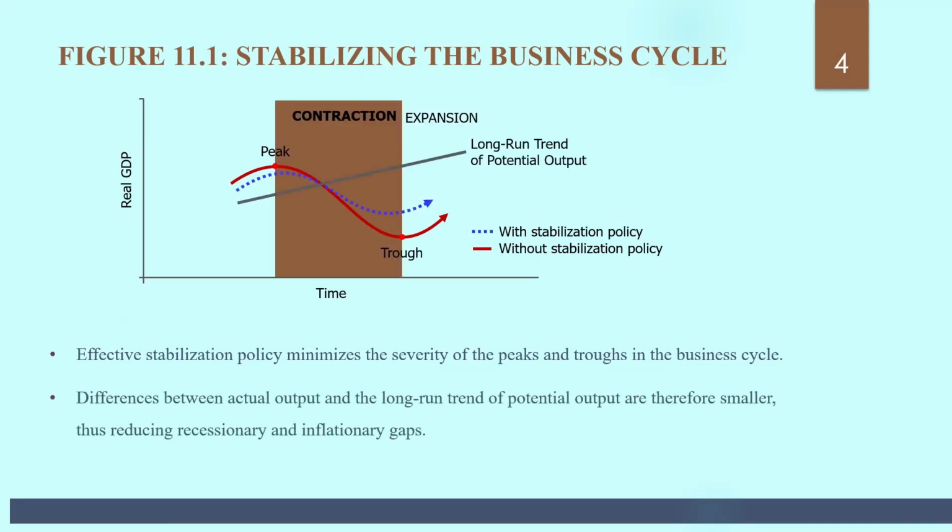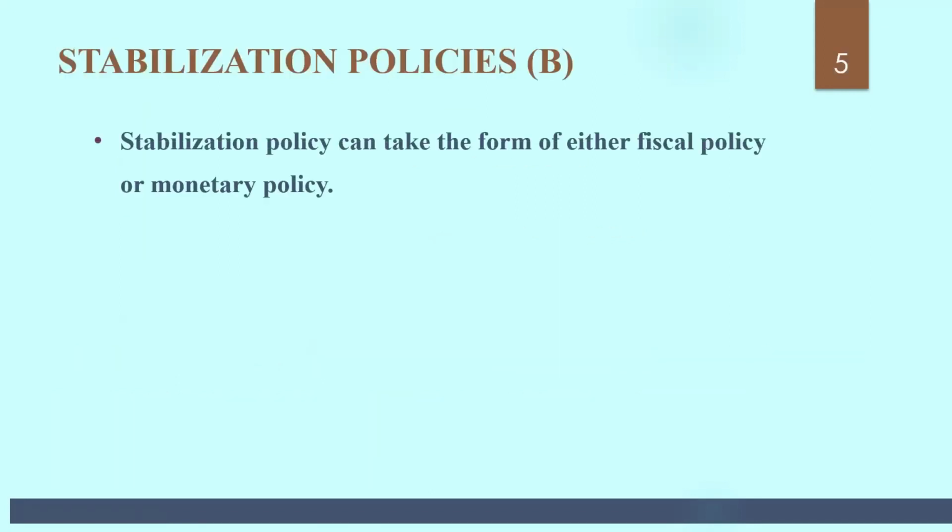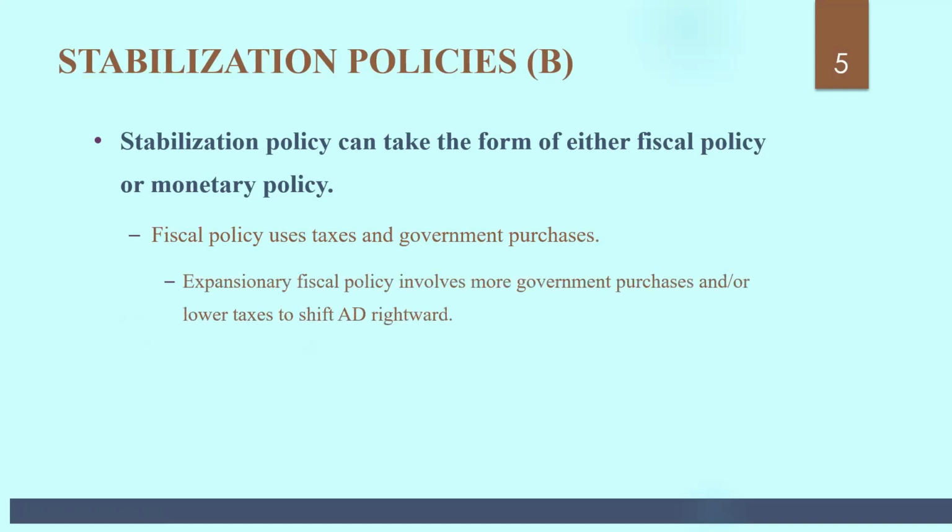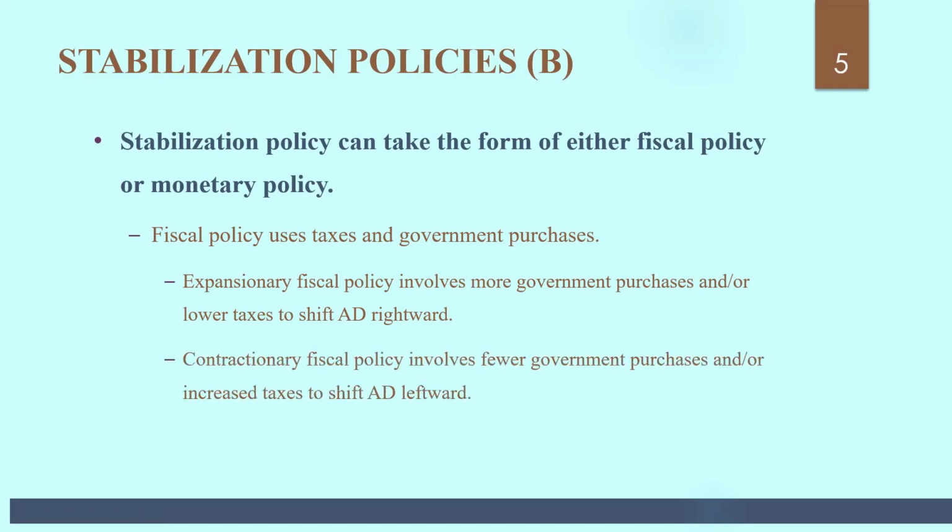So differences between actual output and the long run trend of potential output are therefore smaller, thus reducing recessionary and inflationary gaps. So the government comes in to bring us out of recession, and the result is that the recession ends quicker than it would have been. Stabilization policy can take the form of either fiscal policy or monetary policy. Fiscal policy uses taxes and government purchases. Expansionary fiscal policy involves more government purchases and or lower taxes to shift aggregate demand rightward. Contractionary fiscal policy involves fewer government purchases and or increased taxes to shift aggregate demand leftward. Monetary policy uses interest rates and the money supply.